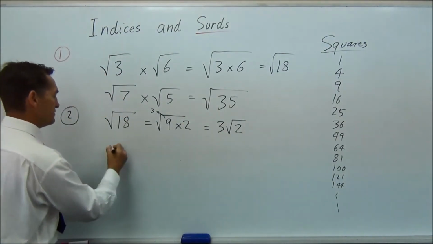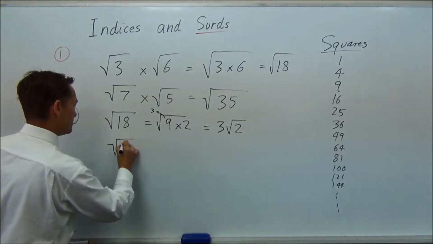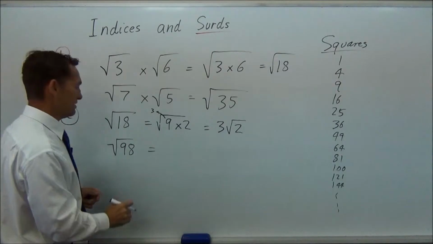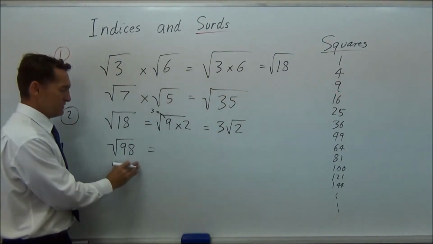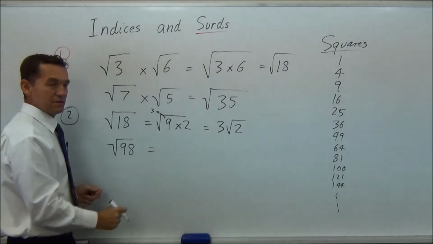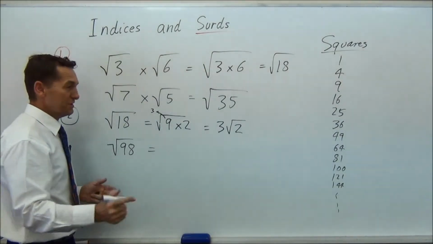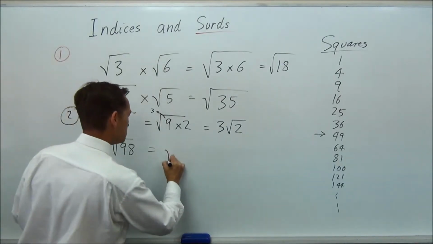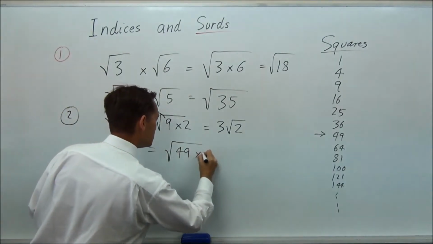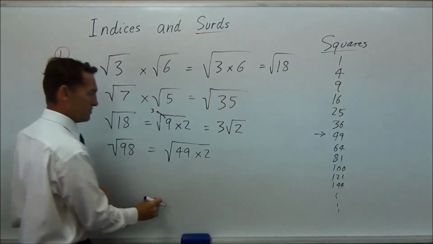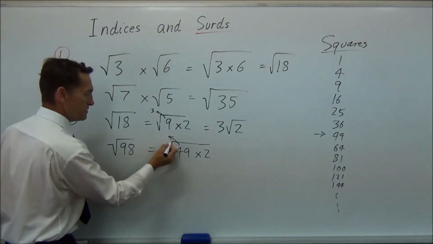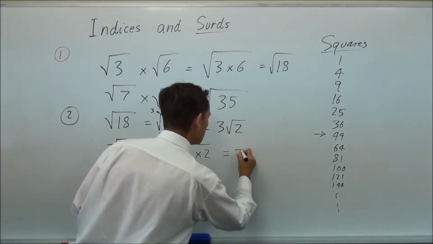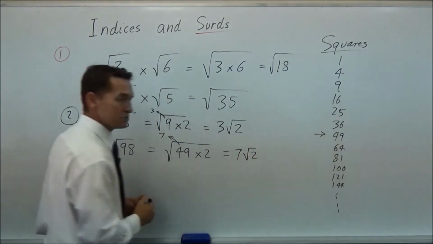Okay? So if I give another example, so if we go root 98, and I'm picking examples that you should be able to look at and figure out before I do. So have a go. What's the biggest number over there? 3, 2, 1. Hopefully you figured out it was 49. Okay, so 49 times 2. What's the square root of 49? Well, you should know that. The square root of 49 is 7, so that's going to come out the front, and it will equal 7 root 2.